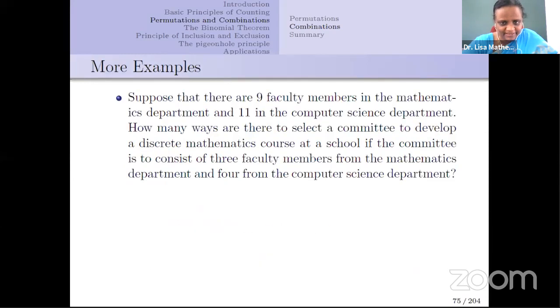I'm just going to repeat this problem once again. Suppose I have 9 faculty members in the mathematics department and I have 11 in the computer science department. Now I want to frame a discrete math syllabus. So how many ways can I select a committee to frame the syllabus? Here the committee should consist of 3 faculty members from the Maths department and 4 from the Computer Science department.